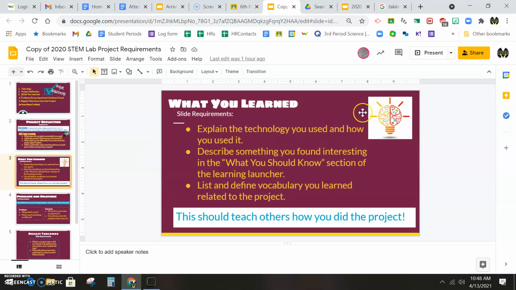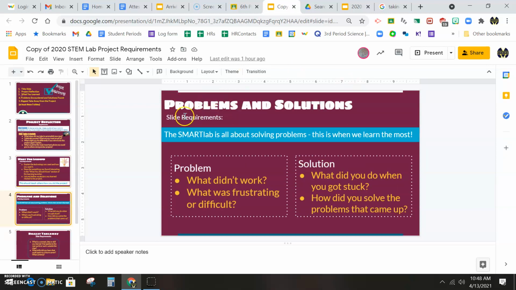You might want to put more screenshots of your optical illusion drawing that you did, but then this is where you could put some information that you learned, like what were some of the types of optical illusions that you learned about. And then problems and solutions is slide number 4. You're talking about what maybe didn't work the first time, what maybe was frustrating or difficult, and how did you solve it, or what did you do to fix it.